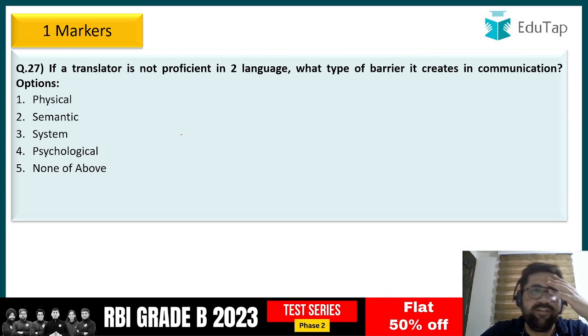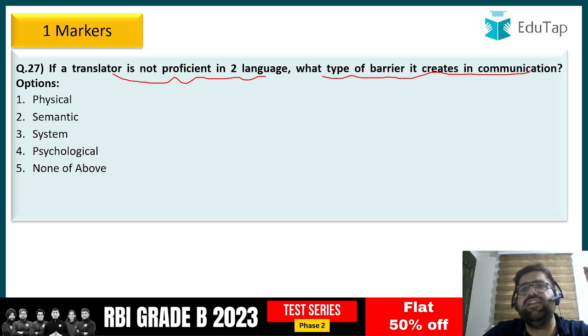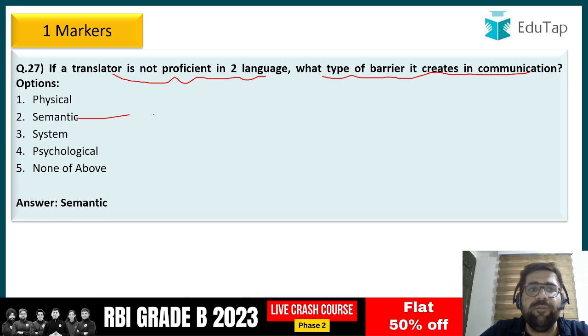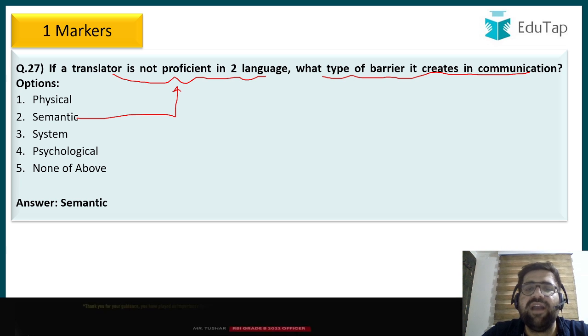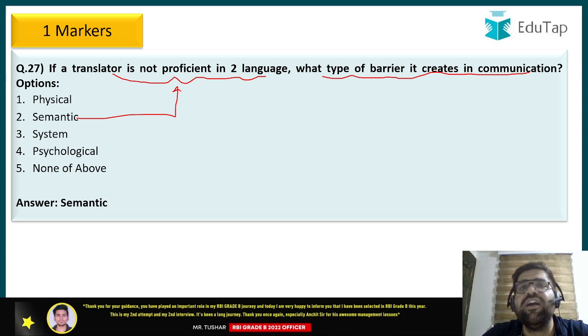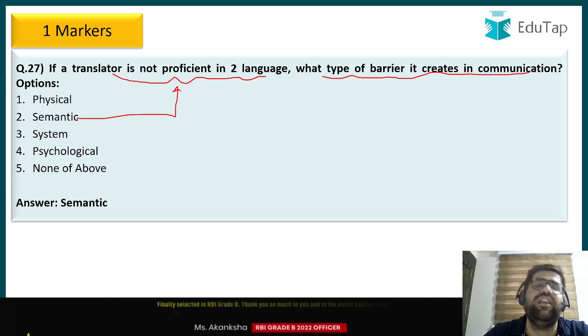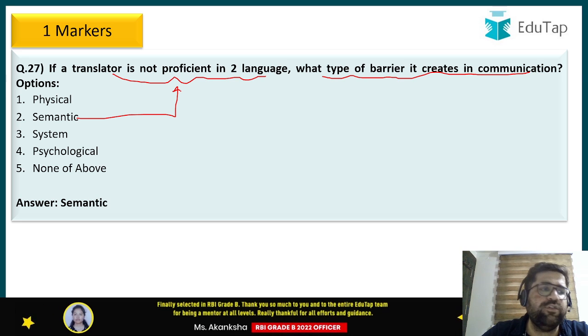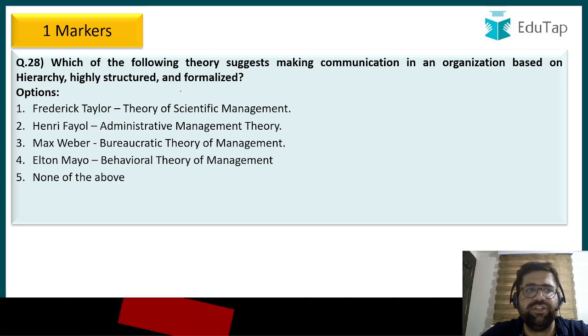Question number 27. If a translator is not proficient in 2 languages, what type of barrier is he facing in communication? Your answer will be semantic barriers. Why? Because semantic barriers deal with the science of the language, with different technical jargons, and with different rules of your communication, or you can say language as well. Very easy question.